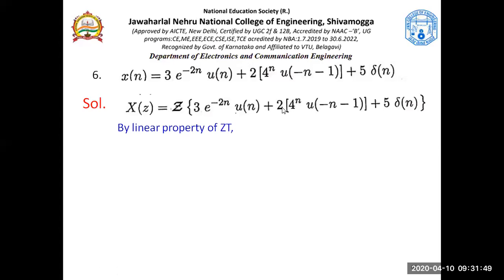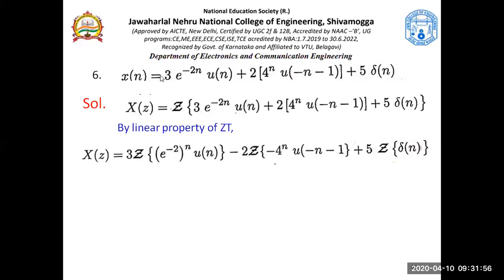Okay, see here, to obtain X of Z, you will be applying the Z transform on all this. By the linearity property of the Z transform, this 3 can be taken out, this 2 can be taken out, this 5 can be taken out. What does it say? It is being applied on the whole. If you apply the Z transform on the whole of this, is what they are saying. So this is how we do the previous problem also.